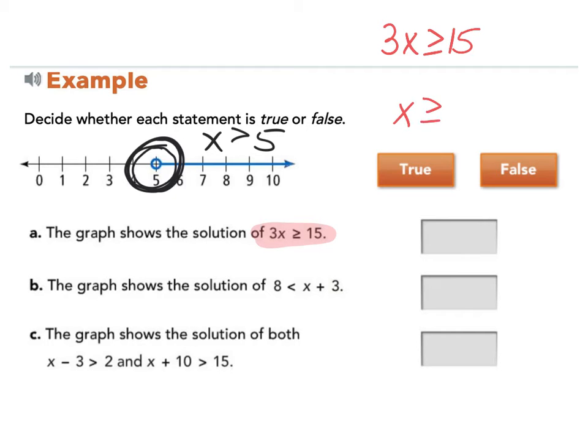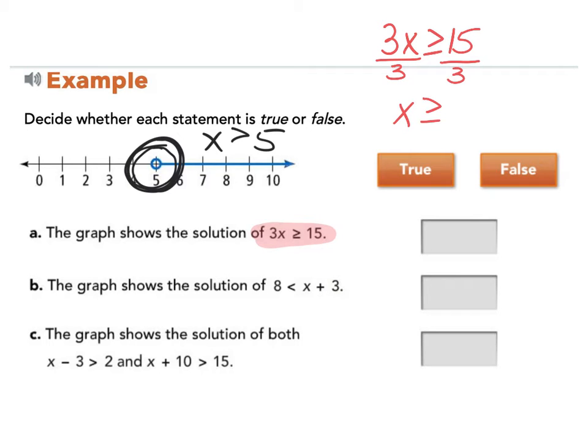X is greater than or equal to some number. Well, to get rid of that 3, think, what are you doing with the 3? Well, you're multiplying it, aren't you? You're multiplying it by x. Well, what's the inverse of multiplying by 3? And remember, inverse means opposite. Well, the inverse of multiplying by 3 is dividing by 3 on both sides.